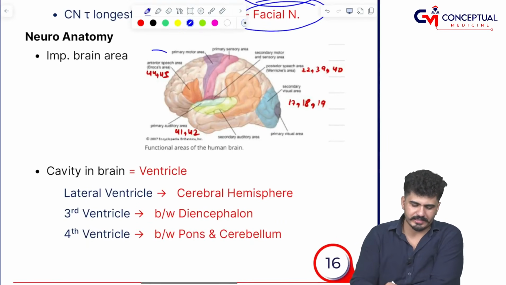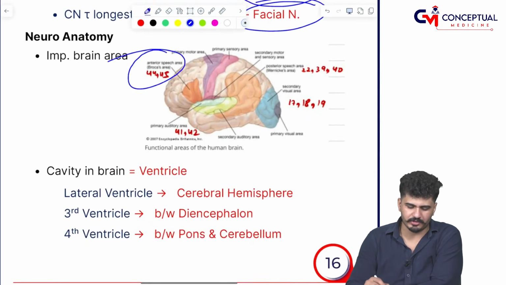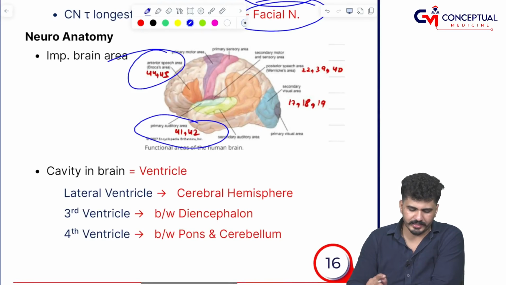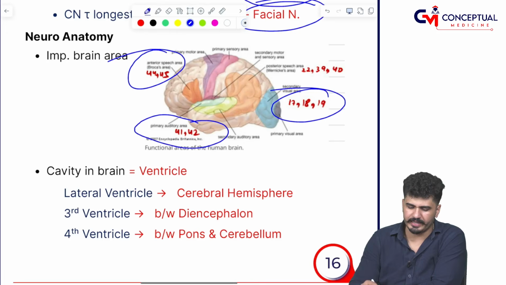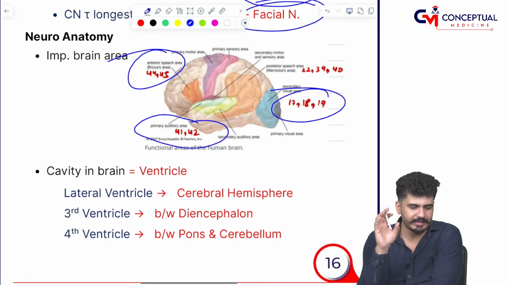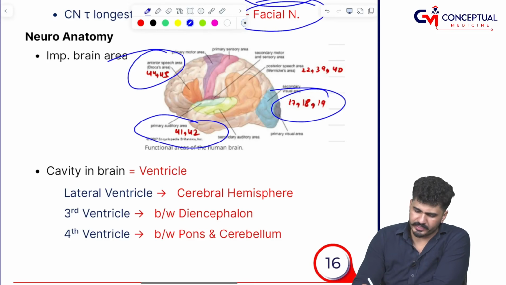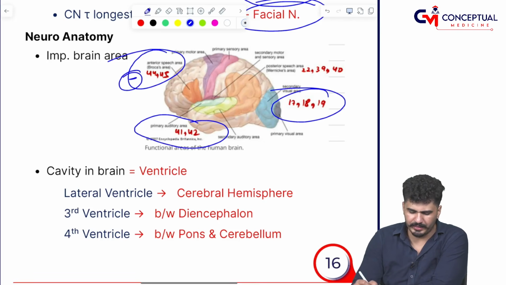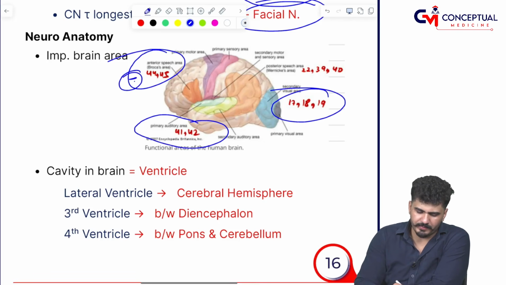Neuroanatomy part, Broca's area, the speech area, which we talked about yesterday. Okay, the auditory area is 41, 42. Okay, then the visual area is 17, 18, 19. Then Wernicke's area, an important area where the grammatical errors are corrected, my dear friends. If there is an injury to the speech area, Broca's area, remember, if Broca's area is gone, there will be aphonia.